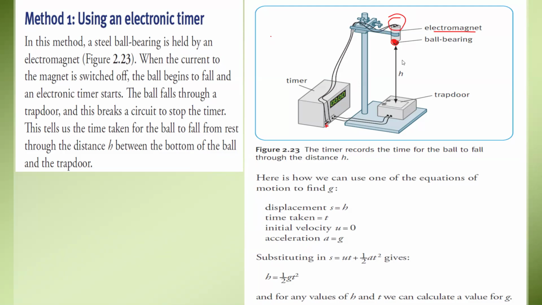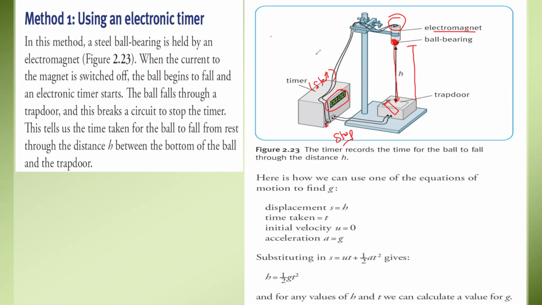As it demagnetizes the electromagnet, the timer will start. And when the ball hits the trapdoor, this will open. As a result, when the trapdoor opens, the timer will stop. So the moment the electromagnet demagnetizes, the timer starts, and the moment the ball bearing hits the trapdoor, the timer will stop. So that is the time taken by the ball to fall this distance. So we got the time.